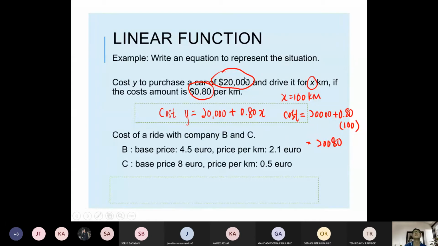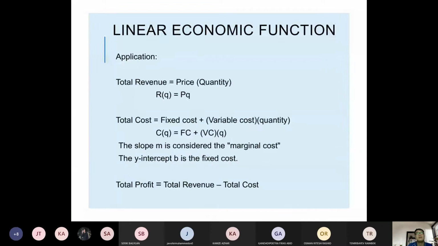So this example actually illustrates the linear function. The linear function can be written in the form of mx plus b, where the m is a number and the b is another number. This is the application of a linear function in the real world.